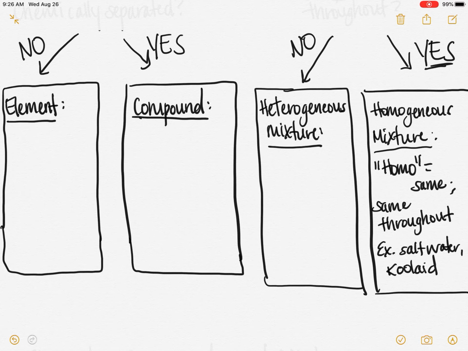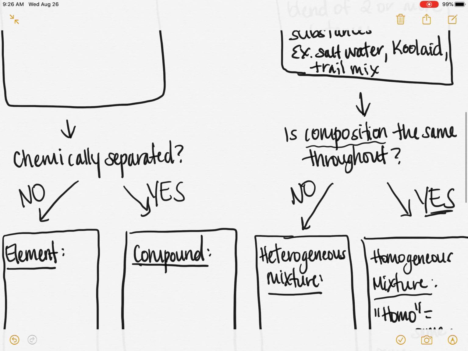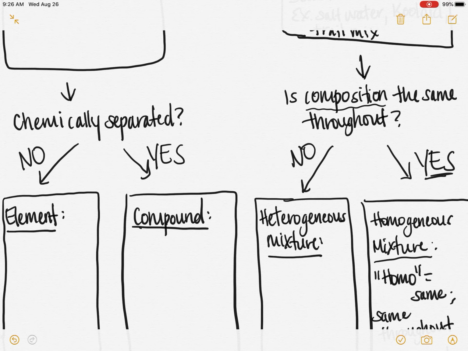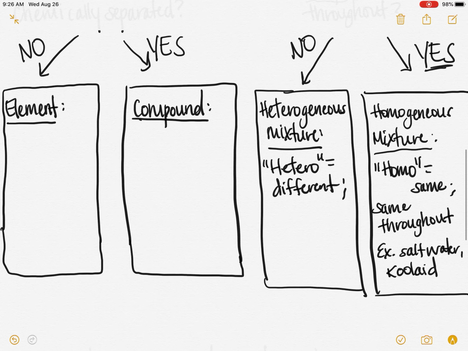So homogeneous, same throughout. Now, if we go back up to my discussion of trail mix being a mixture, trail mix is most definitely a mixture, but is the composition the same throughout? I think in this case you'd have to answer no, because if you got a handful of trail mix from a bowl and then your friend got a handful of trail mix from the bowl, they would contain different numbers of the different components. And so the question of is the composition the same, the answer would be no, and this would classify as a heterogeneous mixture, and hetero means different. So all a heterogeneous mixture is one that is different throughout.